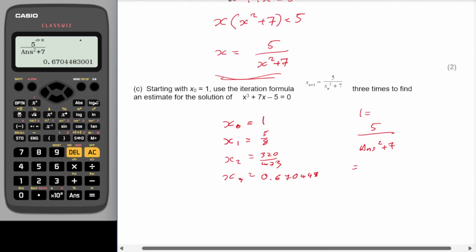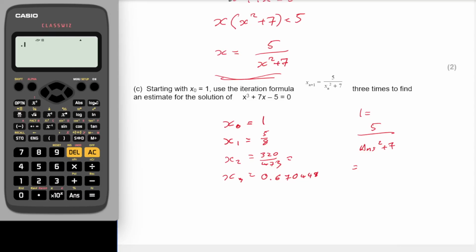It does actually say an estimate. So really, I want that as a decimal. So let's do that. 320 divided by 473 is 0.676.